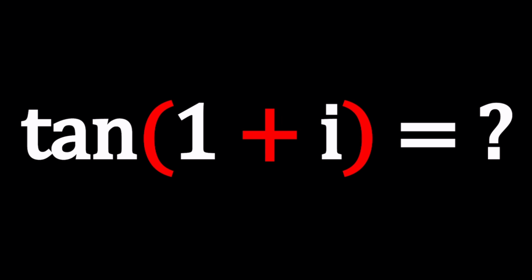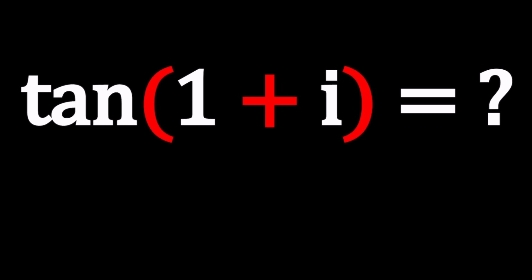A complex number can be written as a plus bi, where a and b are real numbers and i is the square root of -1. All of these and other stuff I go over in my lecture videos, so if you're new to complex numbers, go ahead and check them out. And let's go ahead and see how we can evaluate the tangent of 1 plus i.